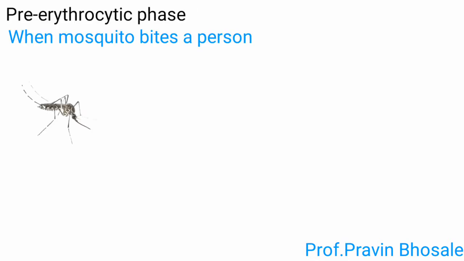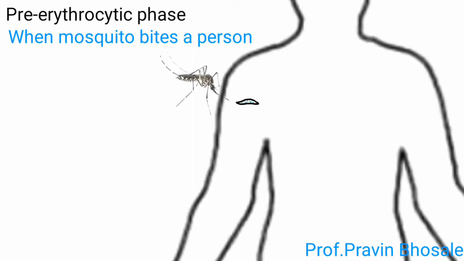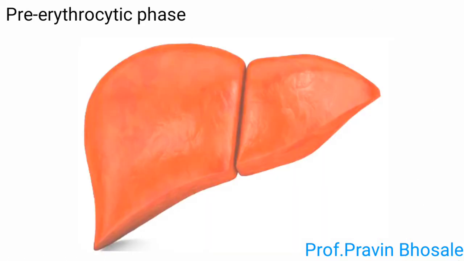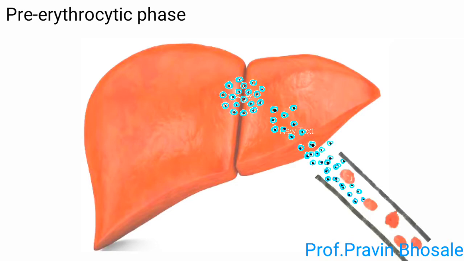When a mosquito bites a person, sporozoites enter the bloodstream and migrate to the liver. They infect liver cells, that is hepatocytes, where they multiply into merozoites. They rupture the liver cell and escape into the bloodstream.